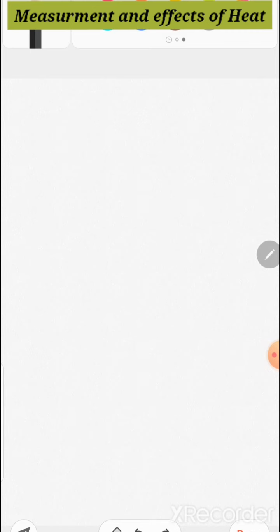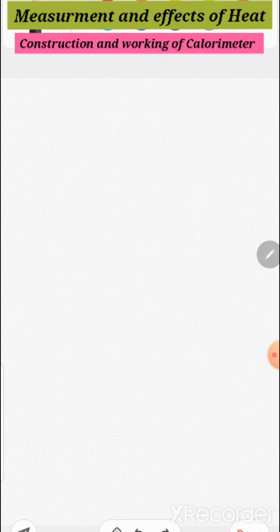In this chapter we are going to learn the construction and working of a calorimeter. A calorimeter is used to measure the heat content of an object. Using this equipment we can measure the heat produced or absorbed in a physical or chemical process. Let us first see the construction of a calorimeter.